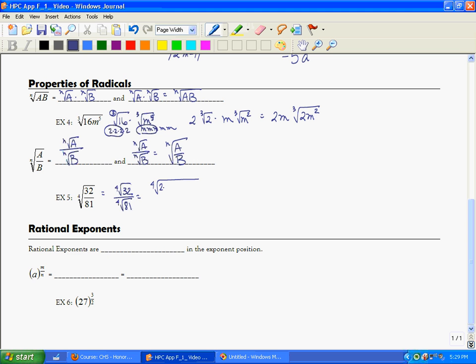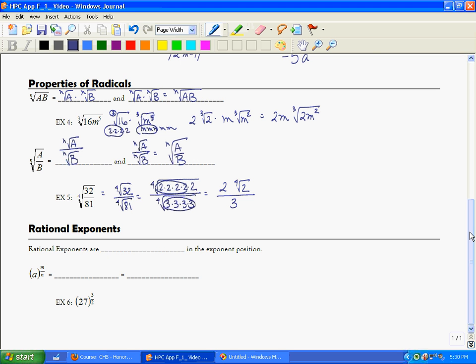32 is 2 to the 5th, or you can think of it written out 5 times. And 81 is 3 to the 4th, or you can write it out 4 times. And again, this index is 4. You should be thinking in groups of 4 can come out. So 1, 2 comes out, and there's an individual 2 still left underneath that radical. And then 4 of the 3's can come out as a 3.